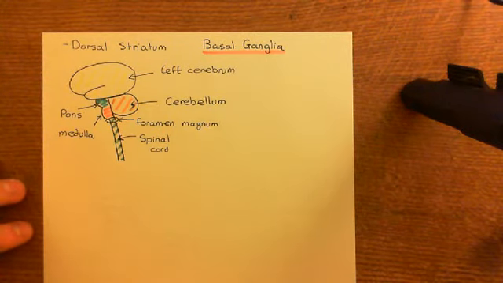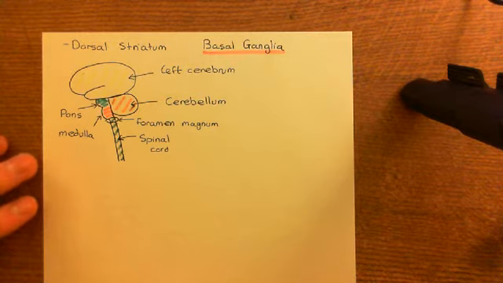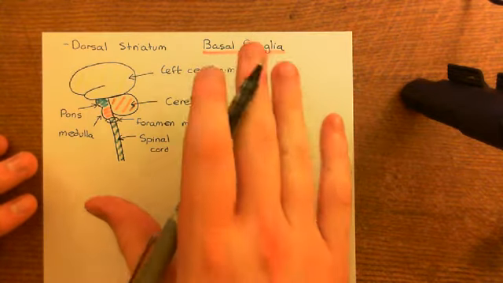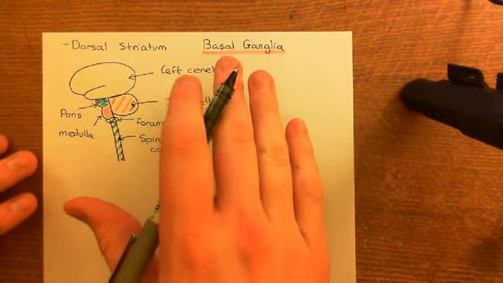Okay, so welcome back to this next video in which we are discussing Huntington's disease and Huntington's disease medications. Right, so we are currently on our way to discussing the neuroanatomy of the basal ganglia.